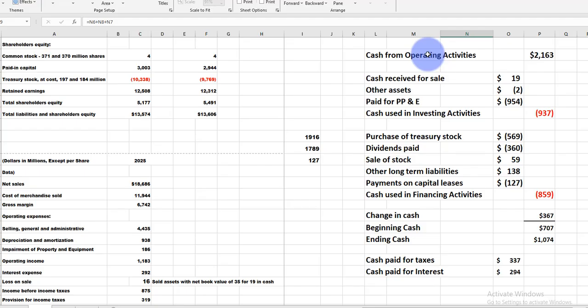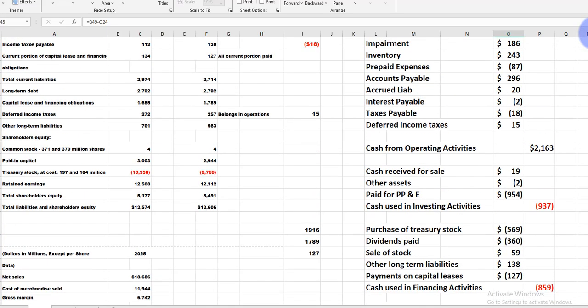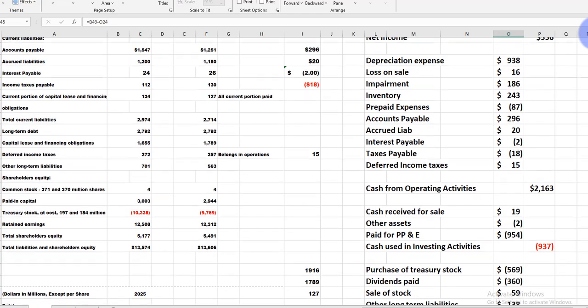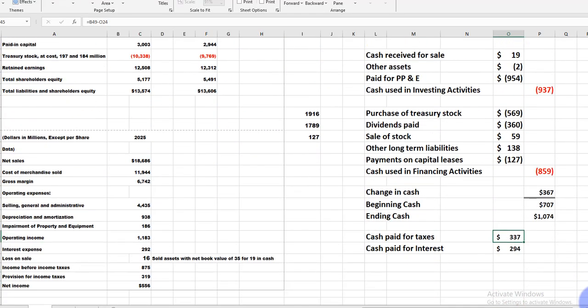There are no significant non-cash financing or investing disclosures, but our cash paid for taxes would be 337, okay, which is the income tax expense from the income statement, okay, add to it the change in taxes payable, because the taxes payable actually went down, right? So we paid more. And the formula you can actually see there.